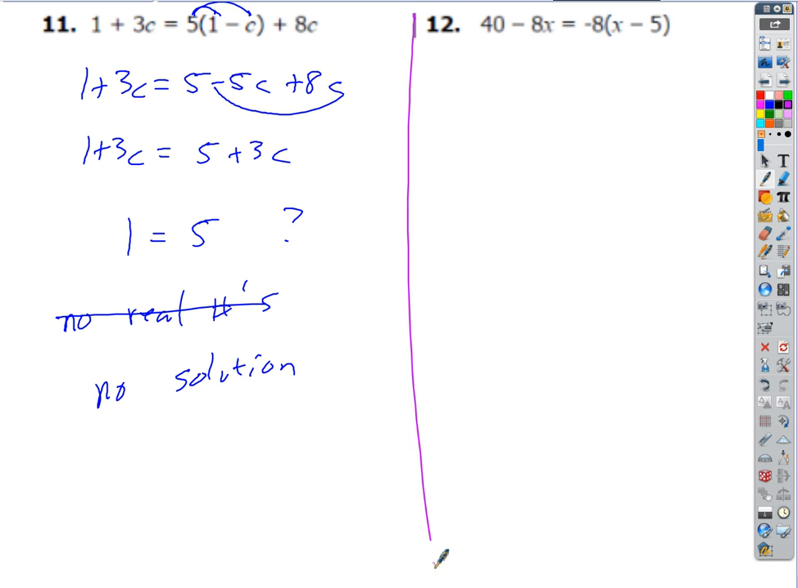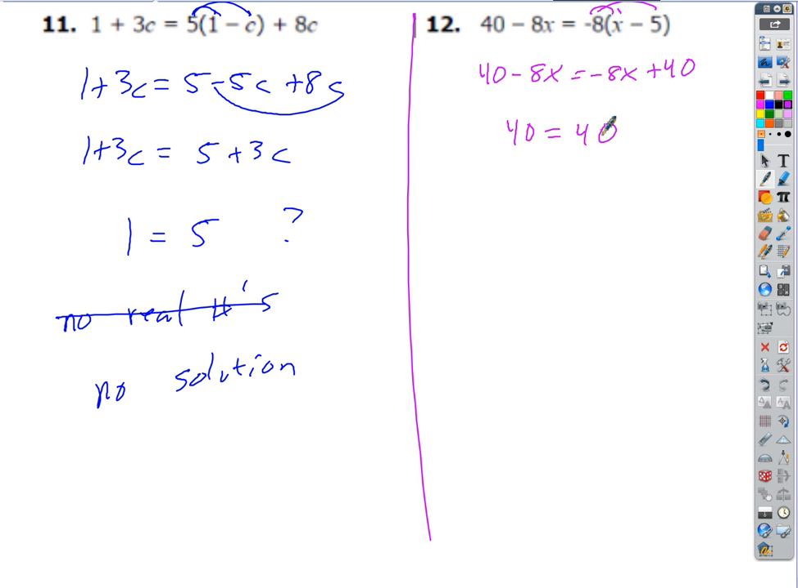Same kind of thing. This one's a little bit easier. All I've got to do over here is just distribute the -8, right? I've got multiple x's though, so I got to simplify. If I distribute the -8, don't I just get -8x plus 40? If I add 8x to both sides, what's going to happen? Yeah, I get the answer 40 equals 40.